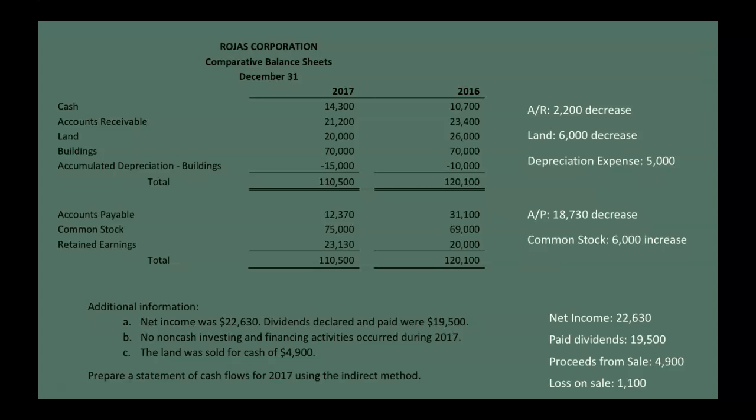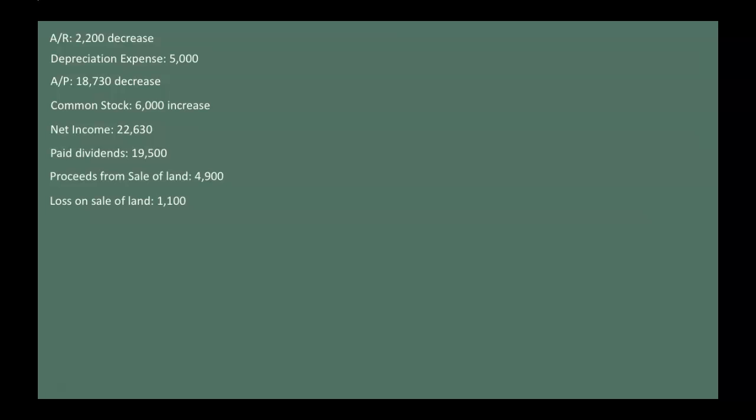So now we have all of these pieces. We need to decide whether they are operating, investing, or financing activities. So accounts receivable is a current asset. Any changes in current assets falls under the operating activities section. Depreciation expense is a non-cash expense. Any non-cash expenses like depreciation or amortization, those are also operating activities. Accounts payable is a current liability. Any changes in current liabilities will be operating activities.